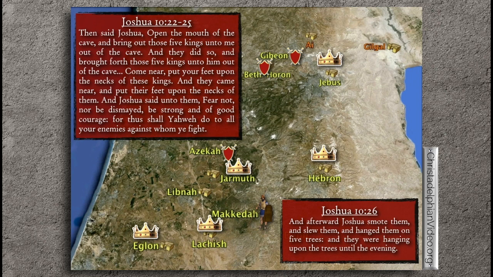Why? Because Yahweh will fight our battles for us if we join him. If we're on his side, never mind trying to figure out if he's on my side. Let's get on his side, and he will help us fight our battles.